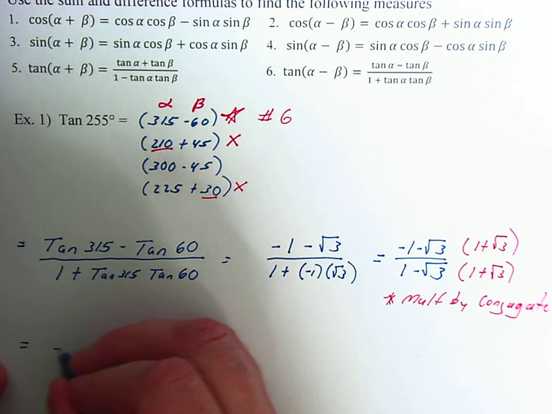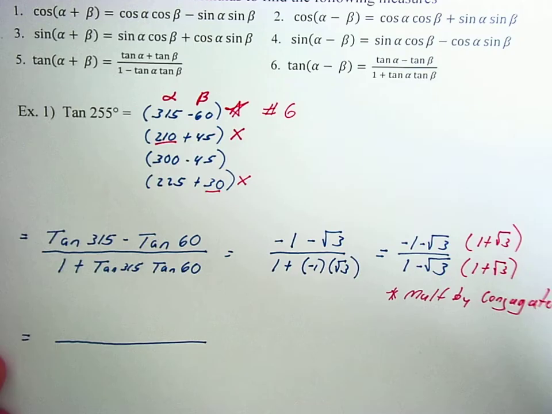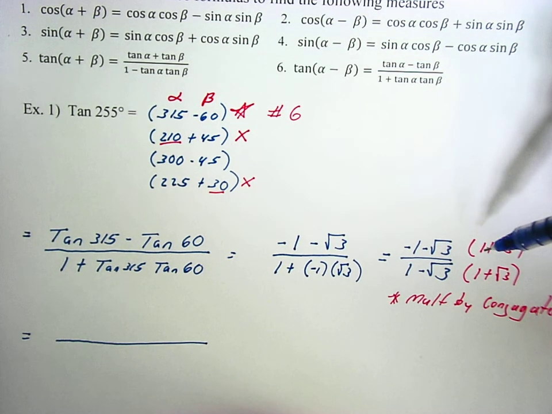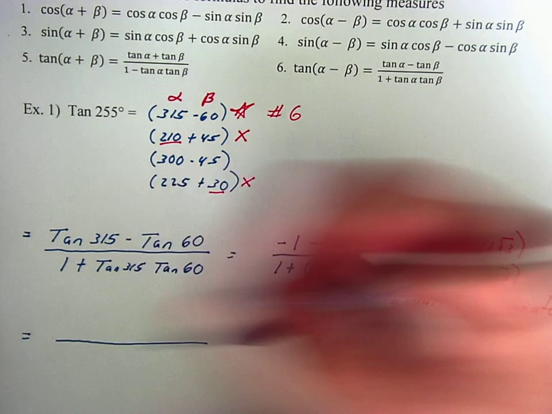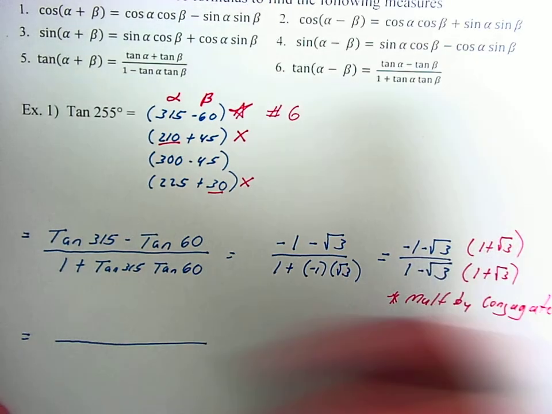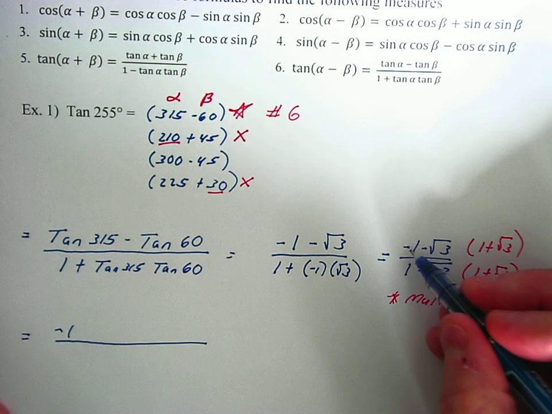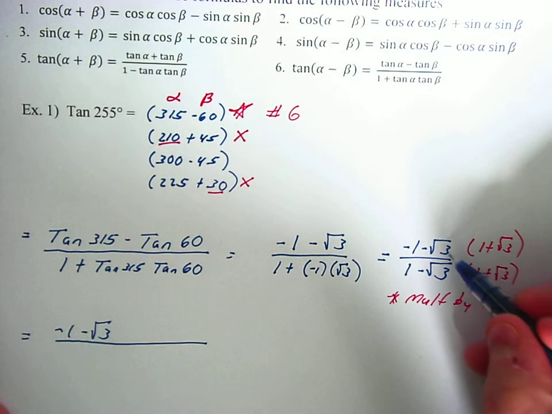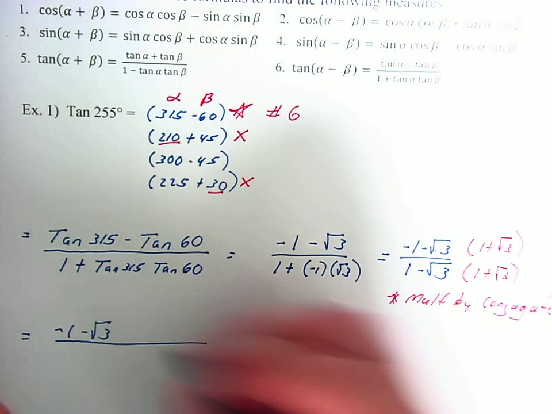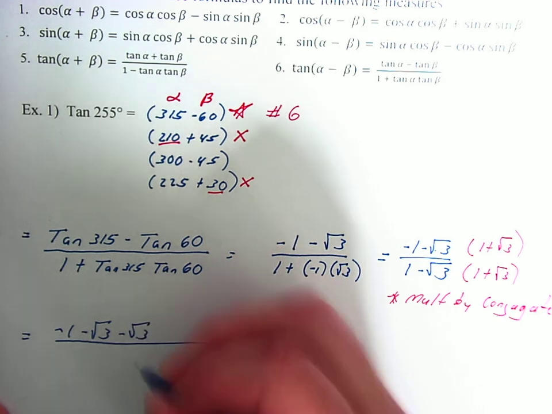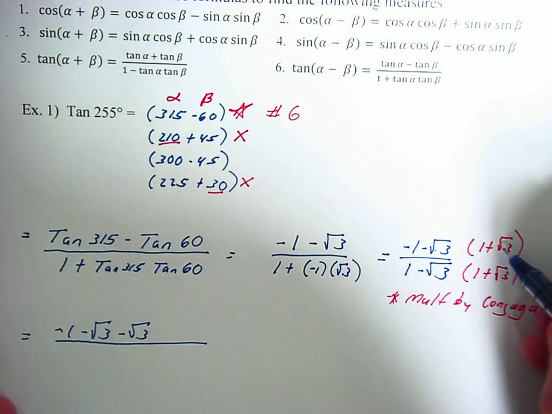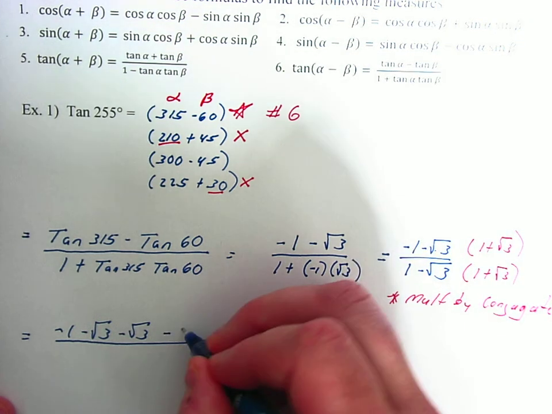So I'm jumping down here. All right, the top here. It's a binomial times a binomial. You're going to have to FOIL that. So I'm going to get 4 things up top. -1 times 1 is -1. -1 times square root of 3 is negative square root of 3. Now, negative square root of 3 times 1 is another negative square root of 3. And then negative square root of 3 times positive square root of 3 is a -3.